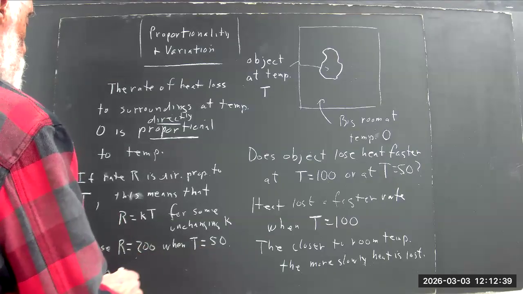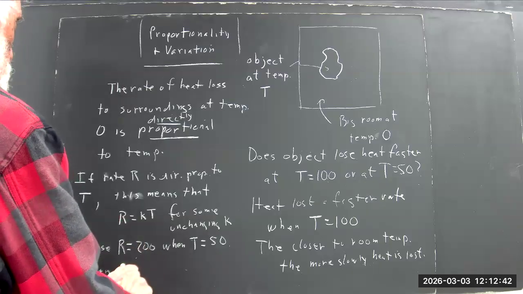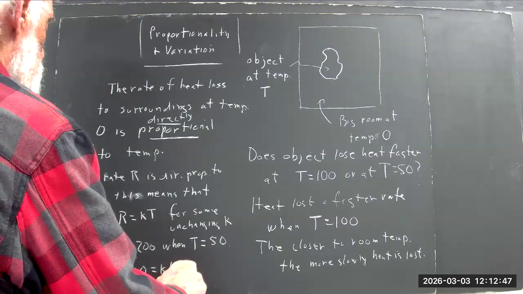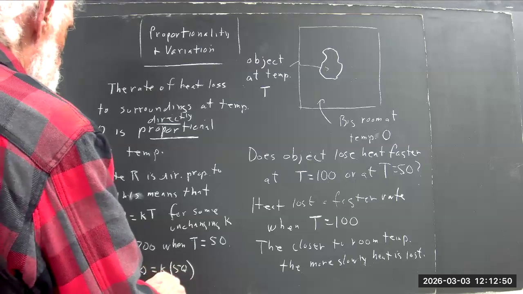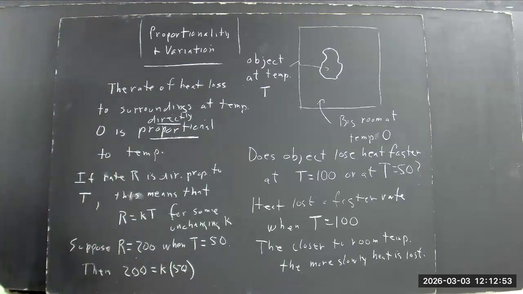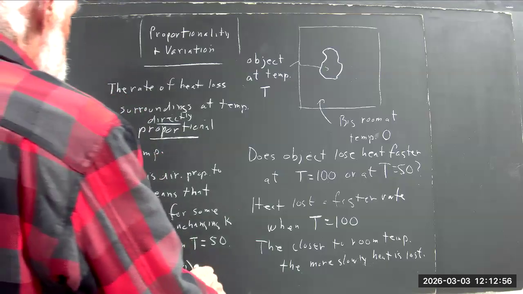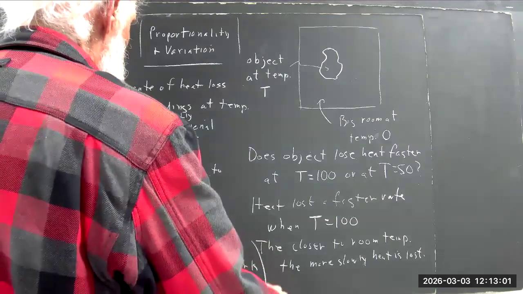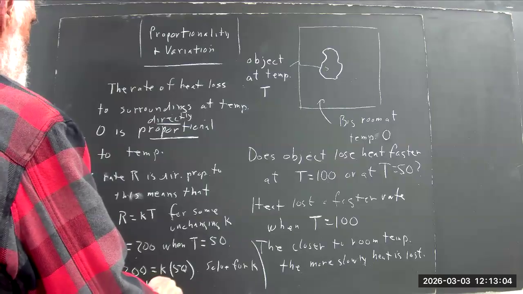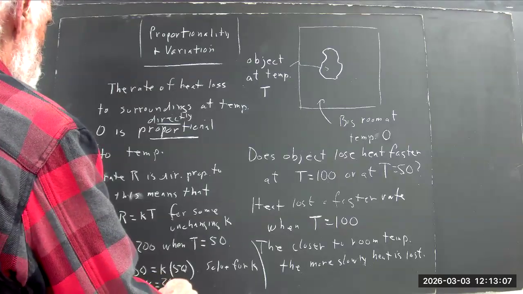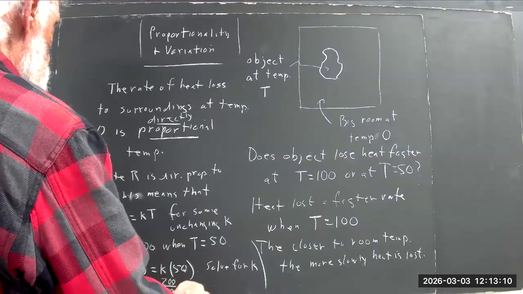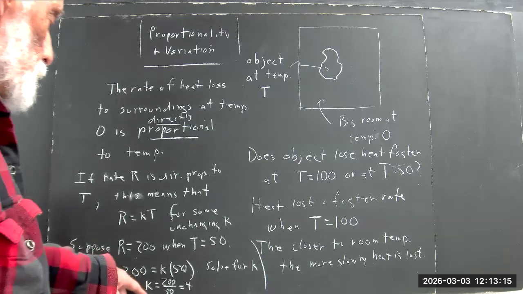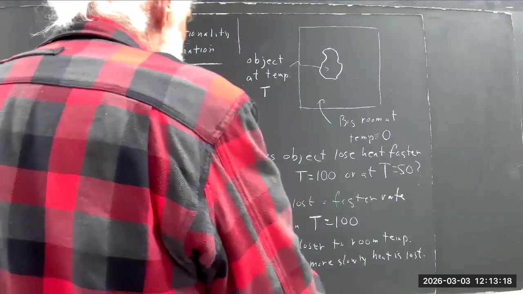Well, if R equals 200 when T equals 50, then we can replace R by 200 and T by 50, and we get 200 equals K times 50. We solve for K, and we get K equals 200 over 50 equals 4.